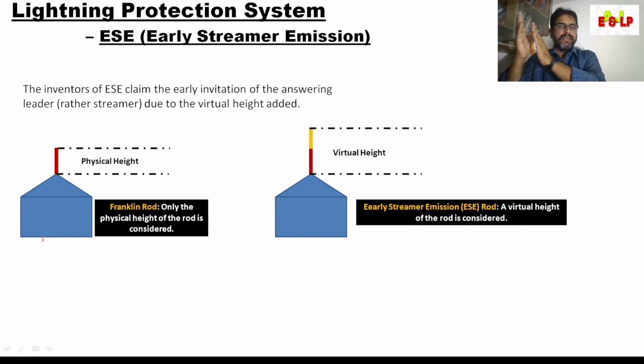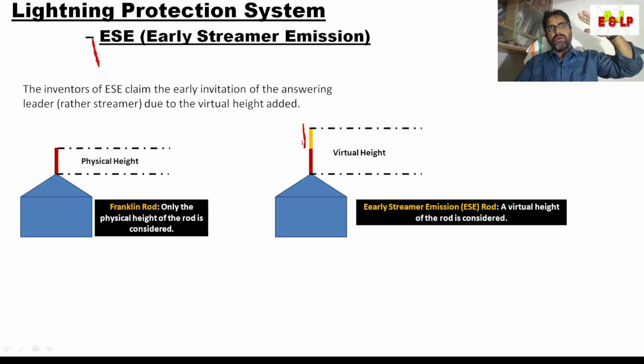So let us see here, for two buildings, we are taking the conventional type and the ESE type. Both are 2 meters in length. So when we come to the ESE side, there will be some additional height created. See here, in yellow color I have shown it. So it is the added height, or added virtual height. So the total height will be more in the case of the ESE terminal.